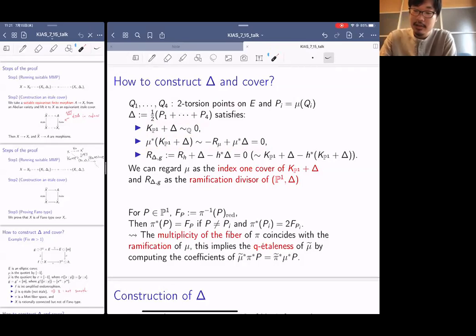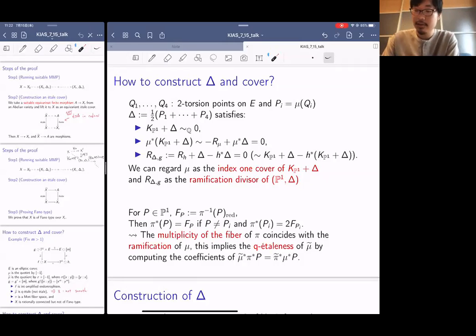And we define R delta H by the ramification divisor of H plus delta minus H pullback delta, where H is the endomorphism of the projective line. And this is equal to, by the computation, maybe not so easy, a bit complicated. And we note that this divisor is linearly equivalent to K_P1 plus delta minus H pullback of K_P1 plus delta. So we regard this divisor as the ramification divisor of the pair. So this notion is very important in this proof.